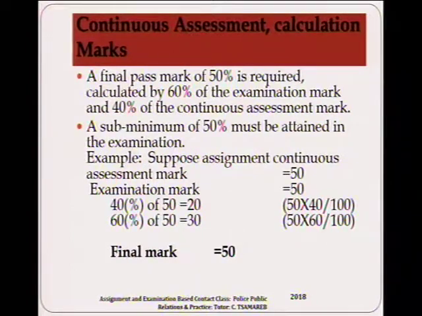Then you score, for instance, 50 in your examination. It will be calculated against the 60, that is the weight for your subject, and then divided by 100, which gives you 30. So that's the minimum you can score in your assessments. At least it will give you a final mark of 50 that will allow you to progress to the next level.